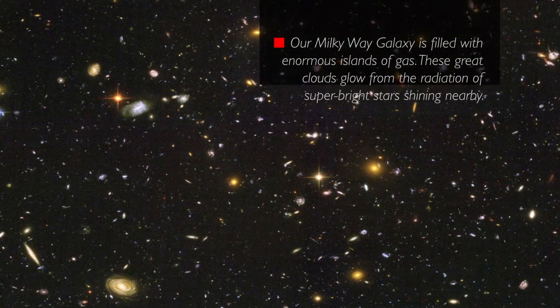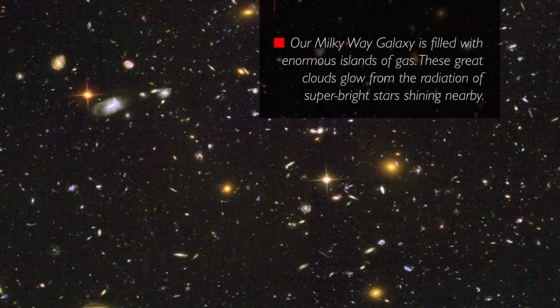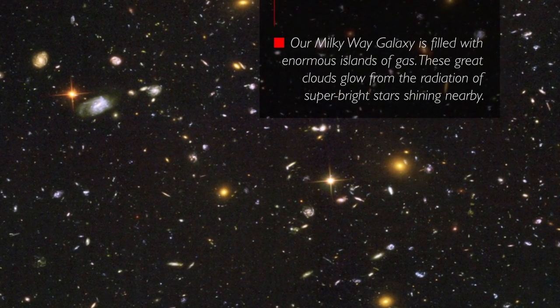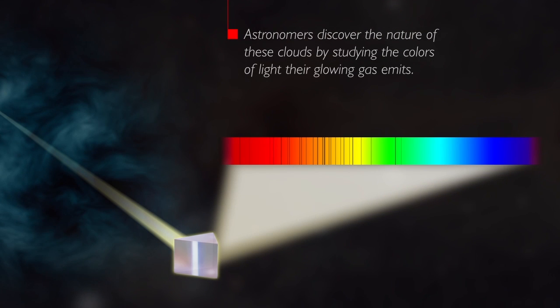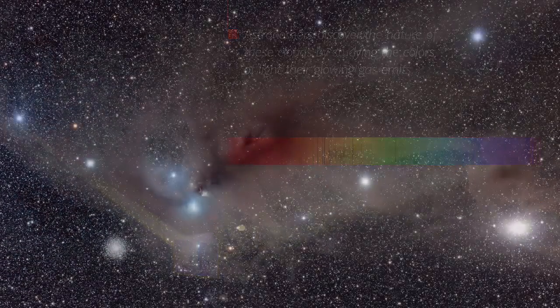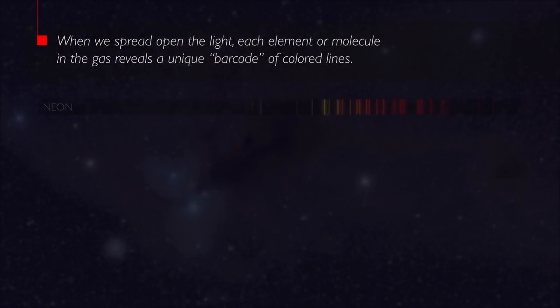Our Milky Way galaxy is filled with enormous islands of gas. These great clouds glow from the radiation of super bright stars shining nearby. Astronomers discover the nature of these clouds by studying the colors of light their glowing gas emits. When we spread open the light, each element or molecule in the gas reveals a unique barcode of colored lines.